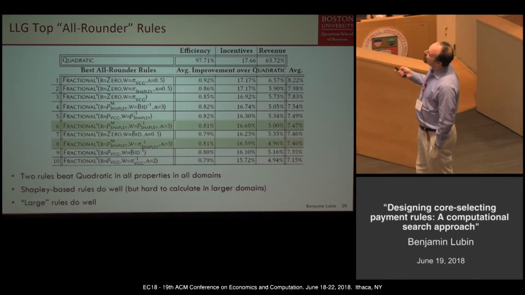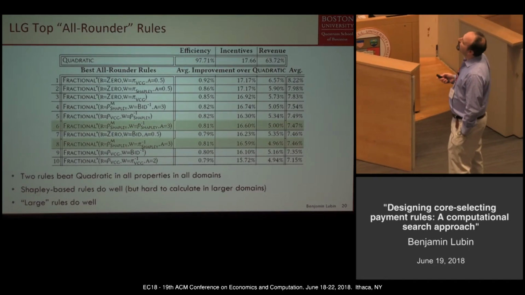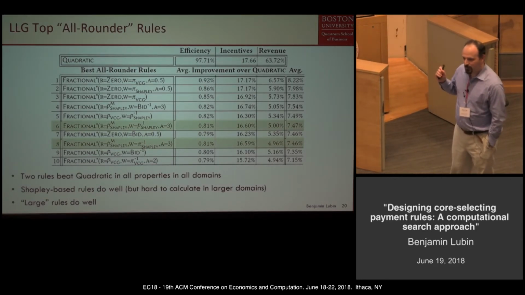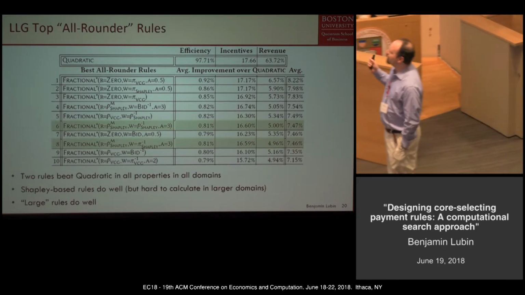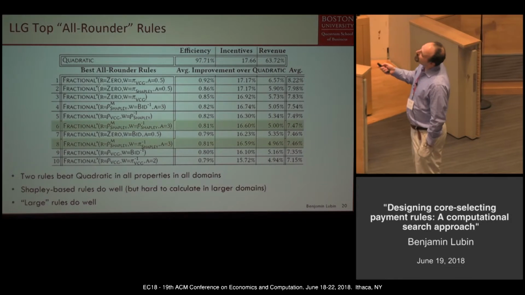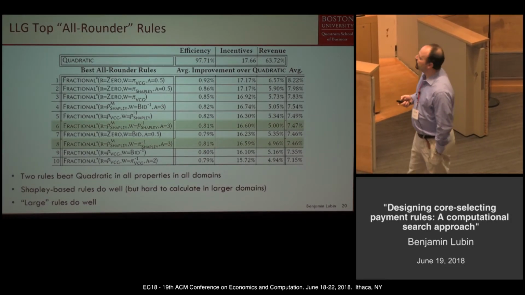One thing to note about what we see in this list is that the Shapley-based rules do very well. But it's worth pointing out that Shapley is hard to calculate in large domains, and so where I'm about to go, we're actually going to omit the Shapley rules because they're hard to compute in large domains. You can't tell from the slide, but these rules, these ones that are doing well, continue to be large-style rules.